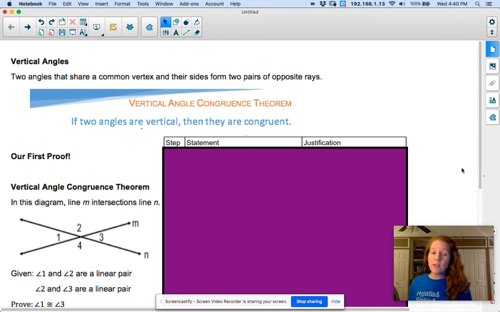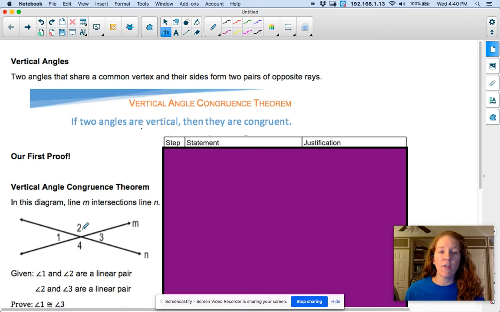Now, you should know this from middle school, but just in case you don't, I'm going to real quickly go through the definition. The definition says two angles that share a common vertex and their sides form pairs of opposite rays. Now, that sounds kind of complicated, but let me just show you real quick what it's talking about. So, two angles that share a common vertex. Here's a common vertex between all four of these.